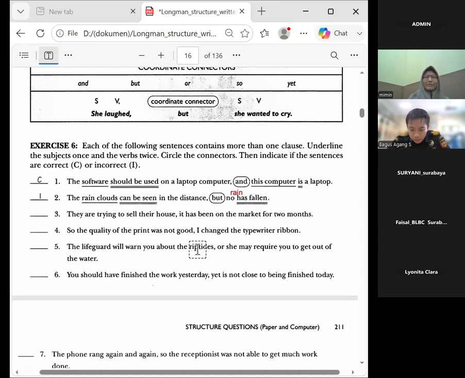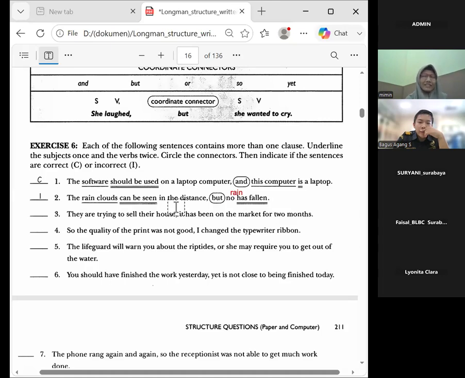Ms. Riani. Oh, sorry, Suriani. Anyone perhaps can help? Yes, hello? Anyone can help? What do you think is the suitable connector for this, to connect these 2 sentences or 2 clauses?